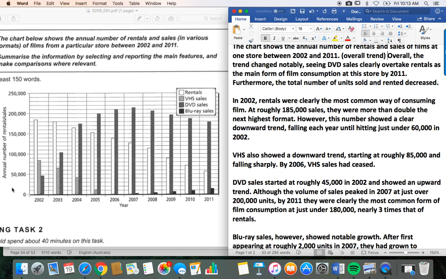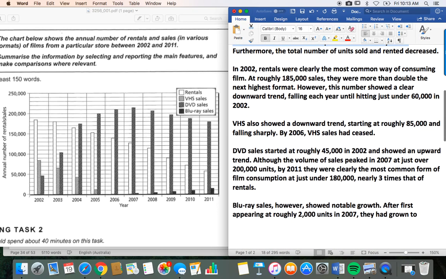You might say overall DVDs overtook rentals as the main form. That's perfect. That's good. And that's a simple one. Mine is a bit more complex. And, again, it highlights a more complex and less common grammar. Okay. Then I start with 2002 and I look at rentals. So in 2002, rentals were clearly the most common way of consuming film. Now, another way I could start this sentence is to say, over the 10 years, rentals became less popular. That's fine as well. You could either show the overall trend, which I would recommend, but here I started this trend with where they are at the beginning.